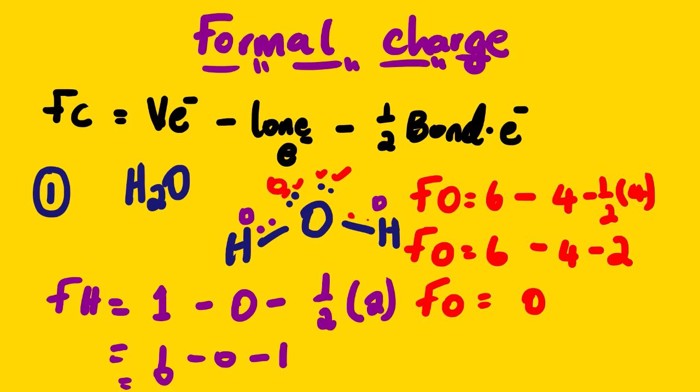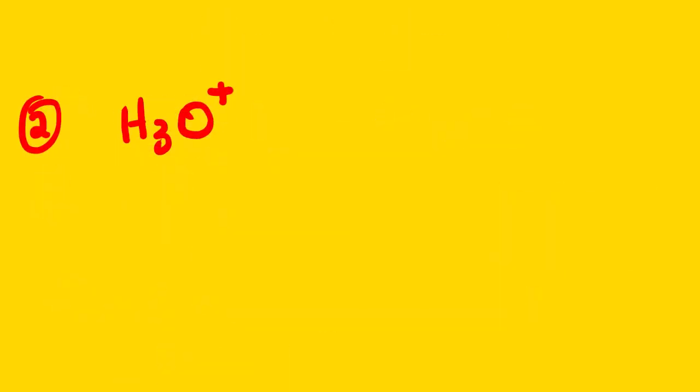The reason why this compound is not a polyatomic ion, or one of those particular compounds which have a plus or minus charge, is that the sum of all the formal charges gives you the overall charge of that particular compound. So you can see 0 plus 0 plus 0 simply gives you 0. That is why this particular compound is neutral. Let us look at the second example.